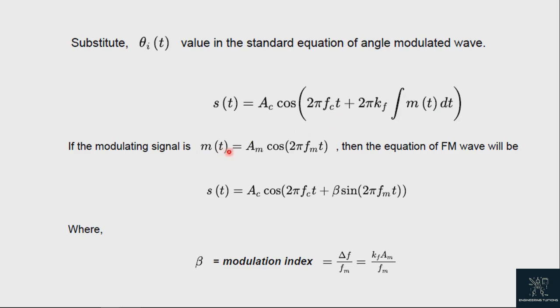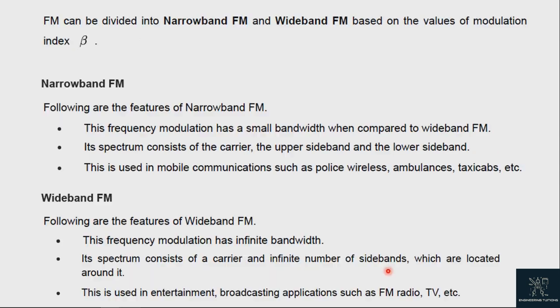If the modulating signal is m(t) = Am cos 2π fm t, then the equation of the FM wave will be s(t) = Ac cos(2π fc t + β sin 2π fm t), where β is the modulation index, which is equal to Δf/fm, where Δf is the frequency deviation, which is the difference between the FM modulated instantaneous frequency and the normal carrier frequency. It is denoted by Δf, which is equal to the product of kf and Am. So β = kf Am/fm.